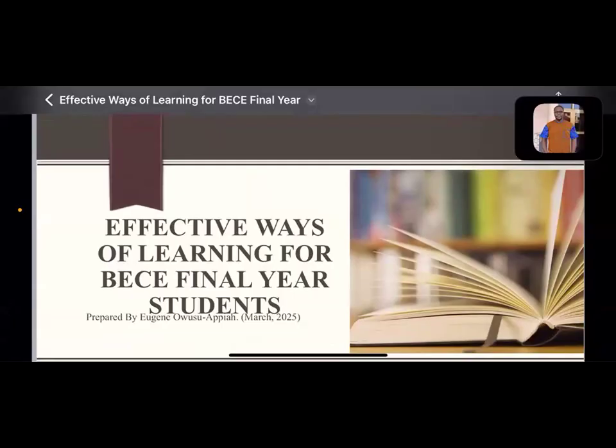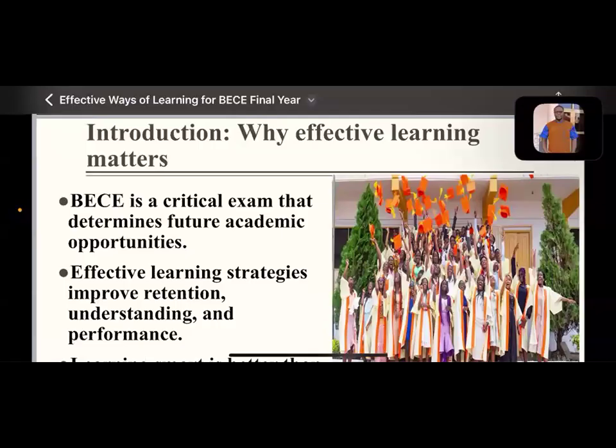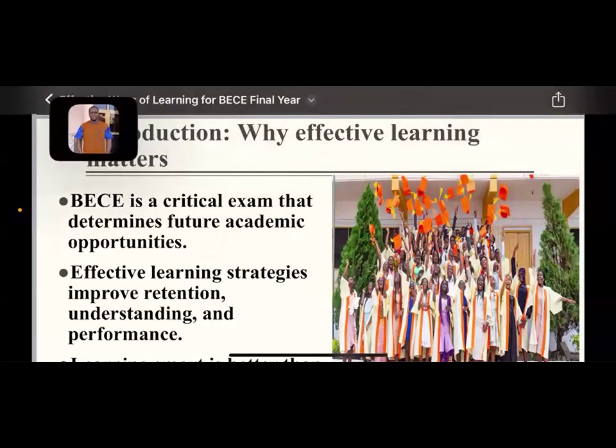Yes. All right, so we are talking about effective ways of learning for our BECE final year students, and teachers or educators here can share with their students, and our students that have joined us, please pick a few things from this slide because it's really going to help. My students have adopted it and it's really helping. So effective ways of learning for BECE final year students. Introduction, so why effective learning matters.